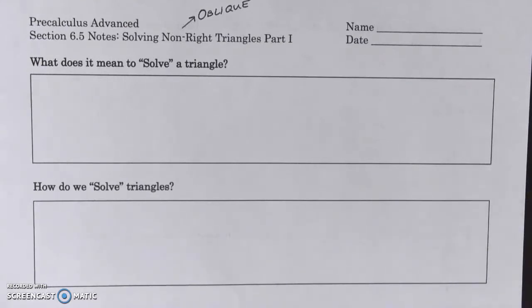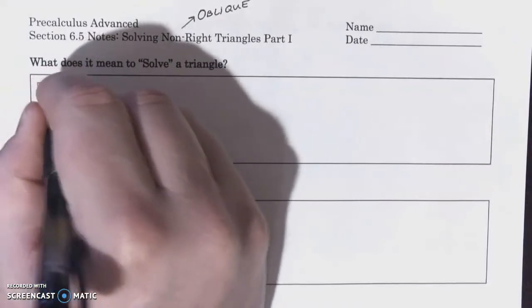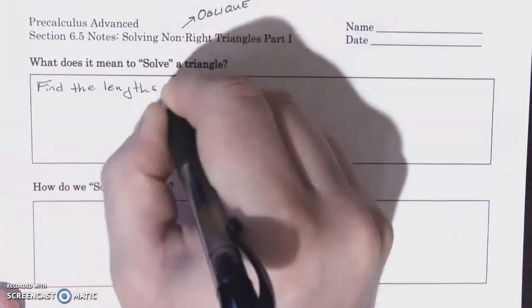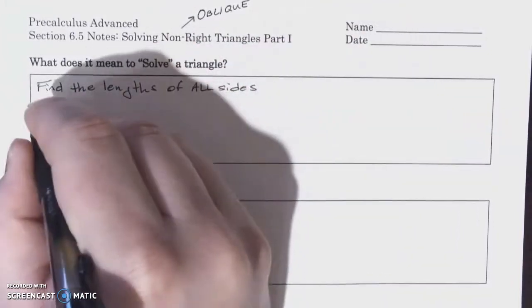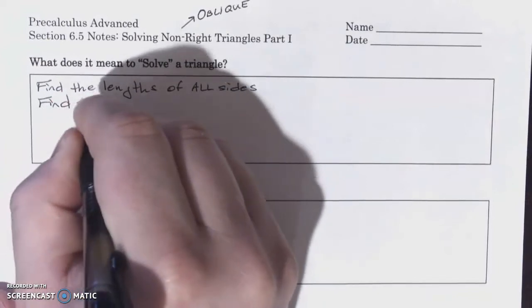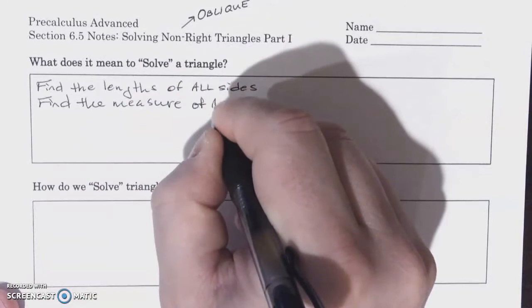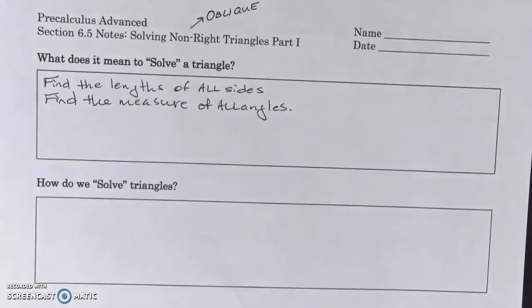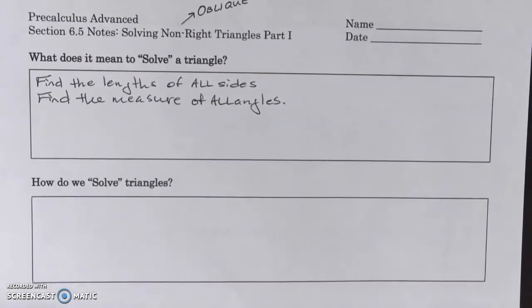Okay? First thing, what does it mean to solve a triangle? To solve a triangle means to find the lengths of all sides and to find the measure of all angles. Okay? Now, as you may have guessed, we're not going to give you the lengths of all the sides or the measure of all the angles. We're going to need to do some math.